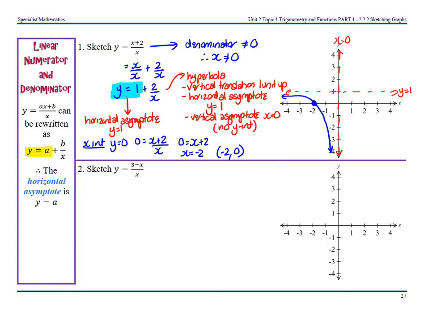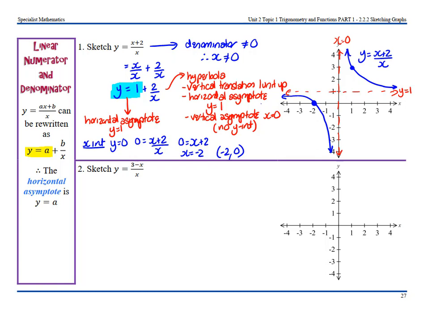So if I put 1 in there, I'd have 1 plus 2 is 3. 3 divided by 1 is 3. So the point 1, 3. Just make sure you don't touch the asymptotes. And label y equals x plus 2 over x. Okay, pause the video and have a go at the next one on your own.